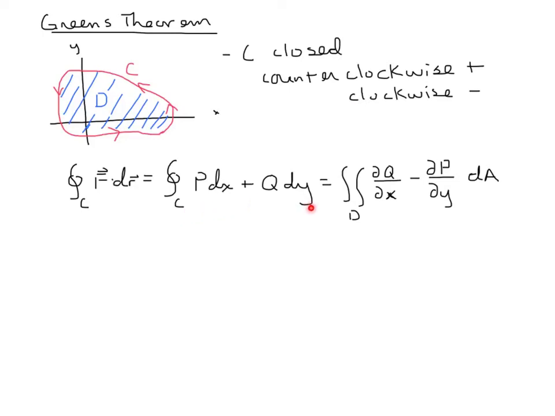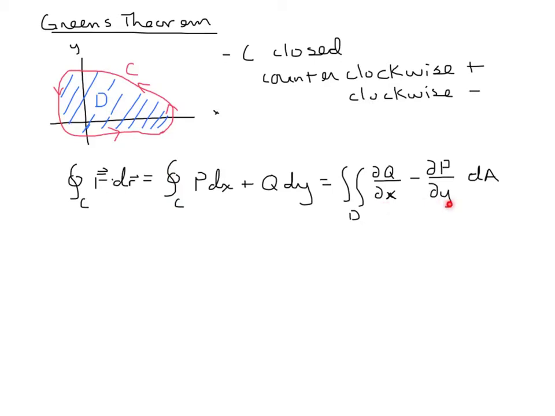Here's another way to write the line integral, P dx plus Q dy. This little circle here is new. It means that C is closed. And if it is, we could evaluate instead a double integral over this two-dimensional region. And in order to do that, we'd have to take the partial of Q with respect to x and subtract the partial of P with respect to y.